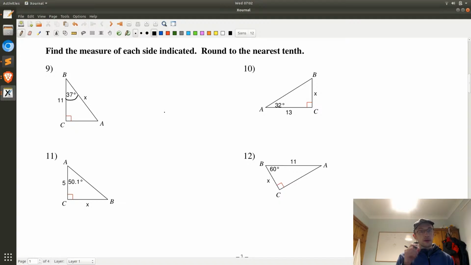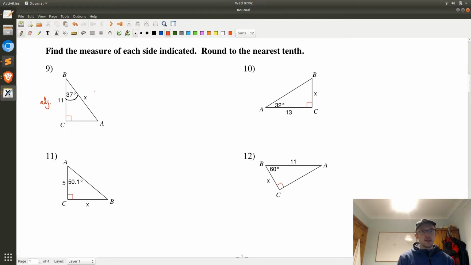Now we must find the length of each side indicated, and we have to round it to the nearest tenth. So what do we do? Well, what's involved here? Let's just think about that.